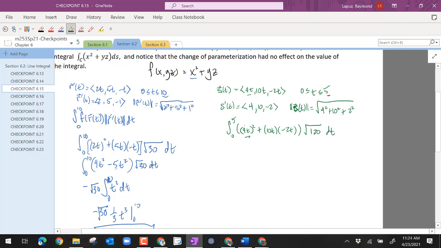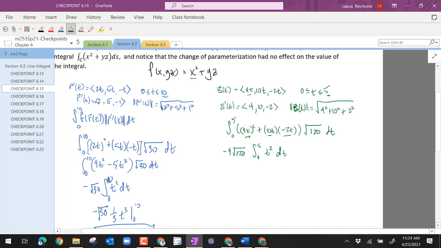We can combine this. This is 16 minus 12, 16 minus 12 is, oh, I'm sorry, this is 20. 16 minus 20, that's negative 4. So we'll throw a negative 4 root 120 out here. And we will integrate from 0 to 5 of just t squared, because all the constants were taken out, dt.